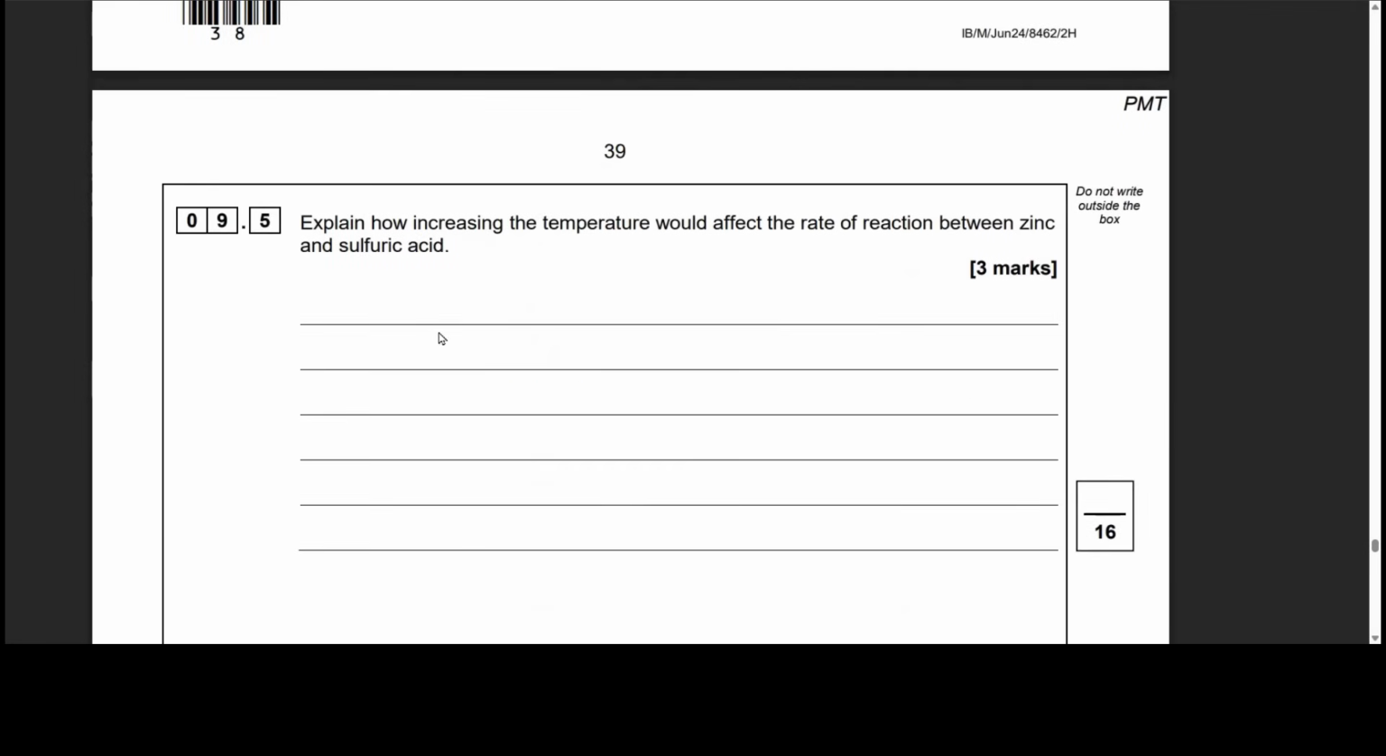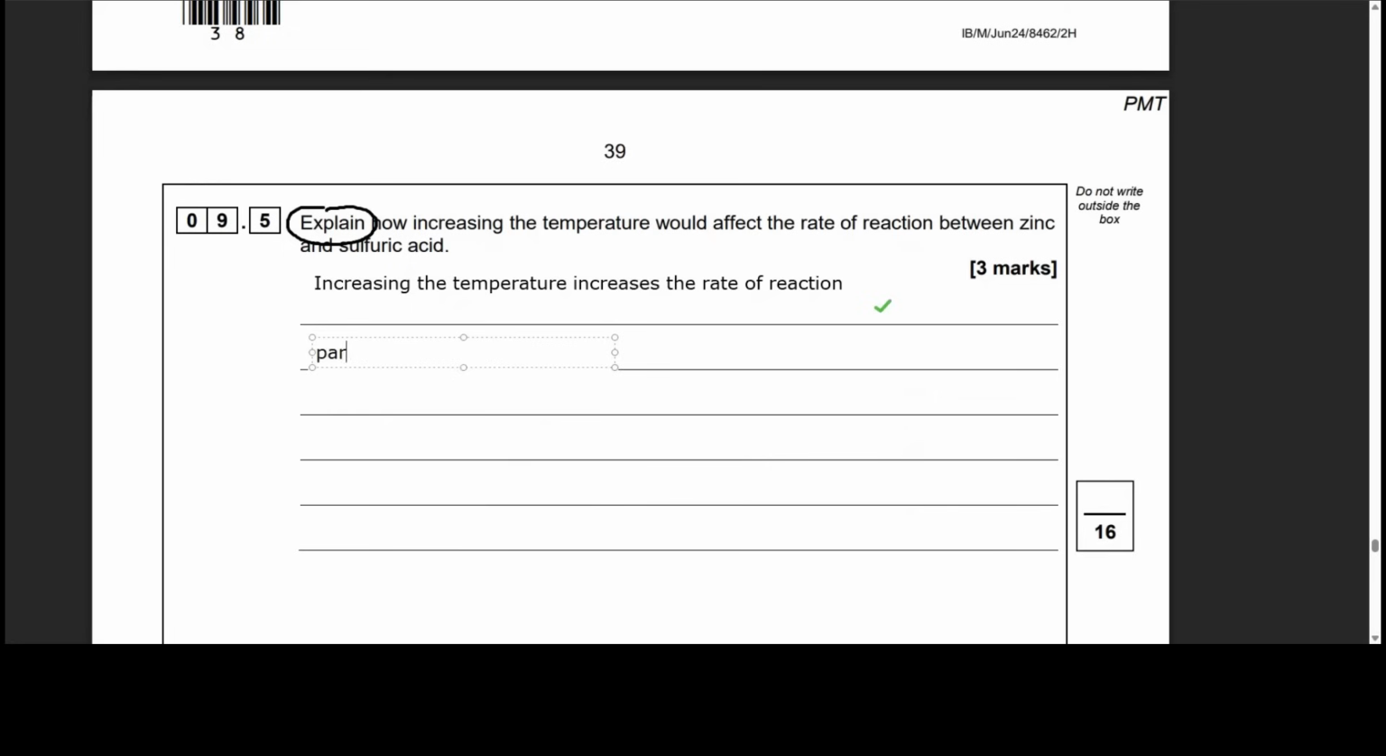Explain how increasing the temperature would affect the rate of reaction between zinc and sulfuric acid. Now, the key word here is explain. So if we were describing, we would just say increasing the temperature increases the rate of reaction, right? That's a description. And we're going to include that in our explanation for 1 mark. So increasing the temperature increases the rate of reaction, and that is going to get us a mark. But that's a description, and you can do that within an explanation. Now we want to explain why.